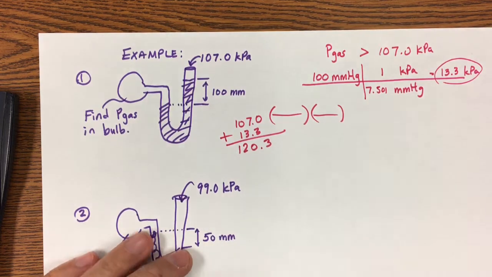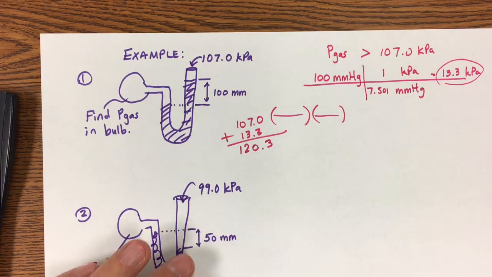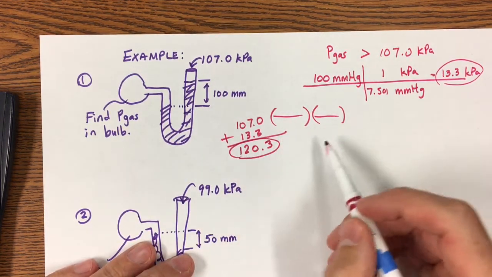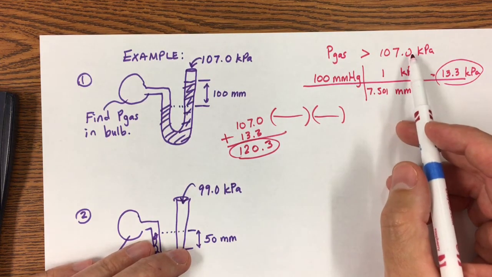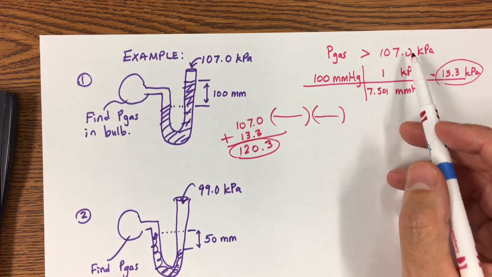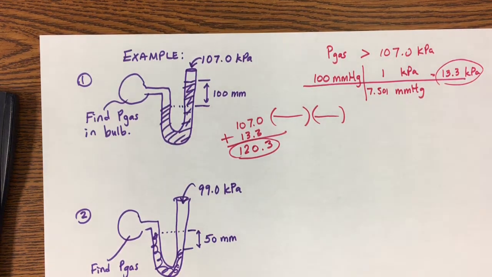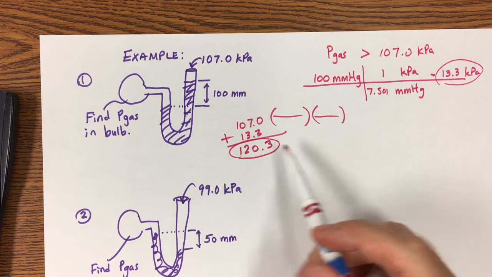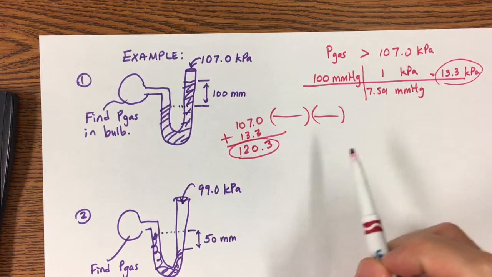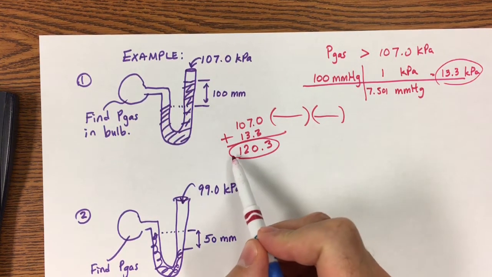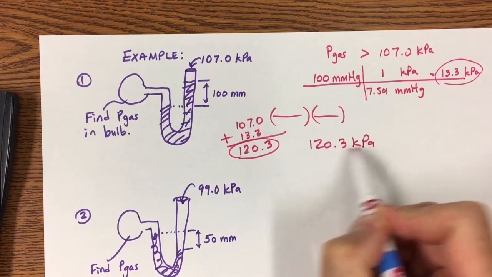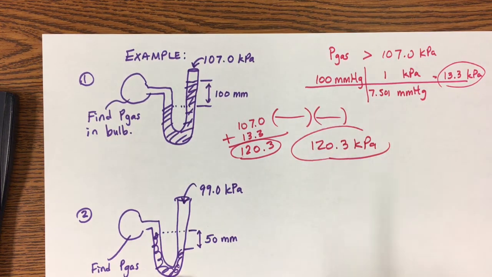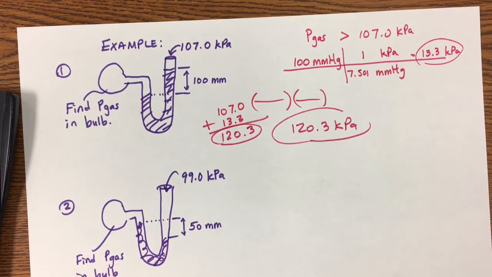And so once I do that, I can go back and check. Is 120 greater than 107? Yes. Then my answer is probably right if I did my conversion right. And if it's not greater than 107, then I did something wrong. So this would be my final answer, 120.3 kPa for that problem. I'll pause this and then go to the next problem.